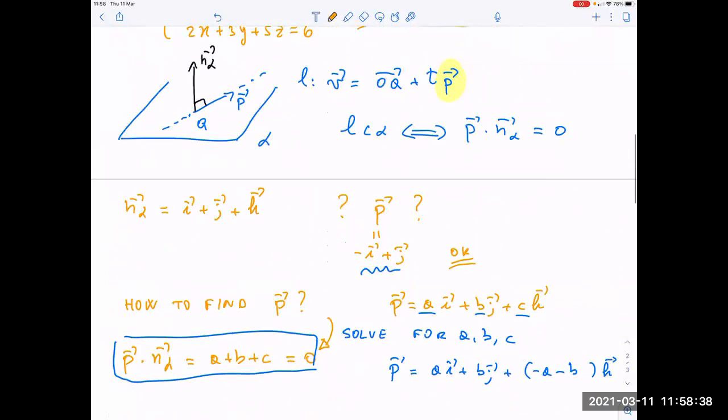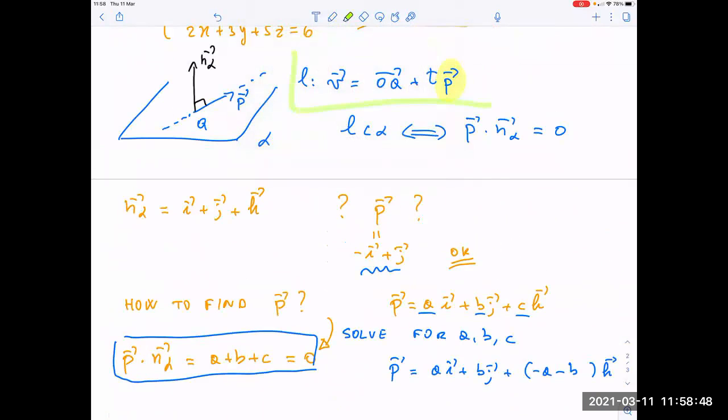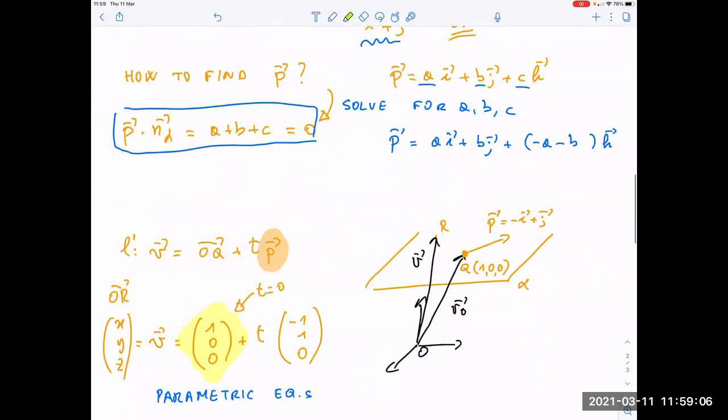So let me go here. This is the parametric equation of a line, right? It is given by some fixed vector and a moving part, which requires a direction vector. So first we need to find the direction vector and then any point on the plane. The point that some of you suggested was this point here. And then we had to produce P first.